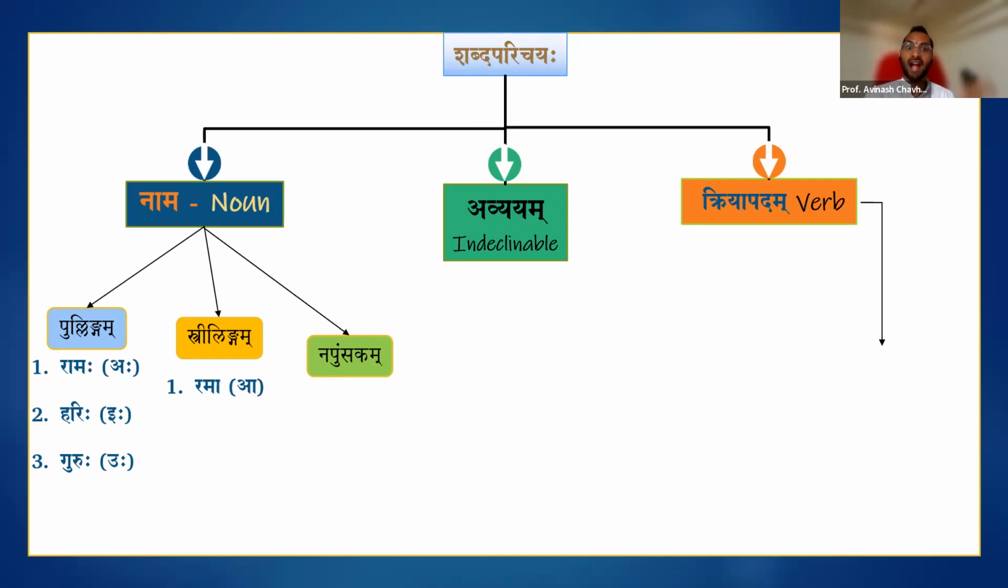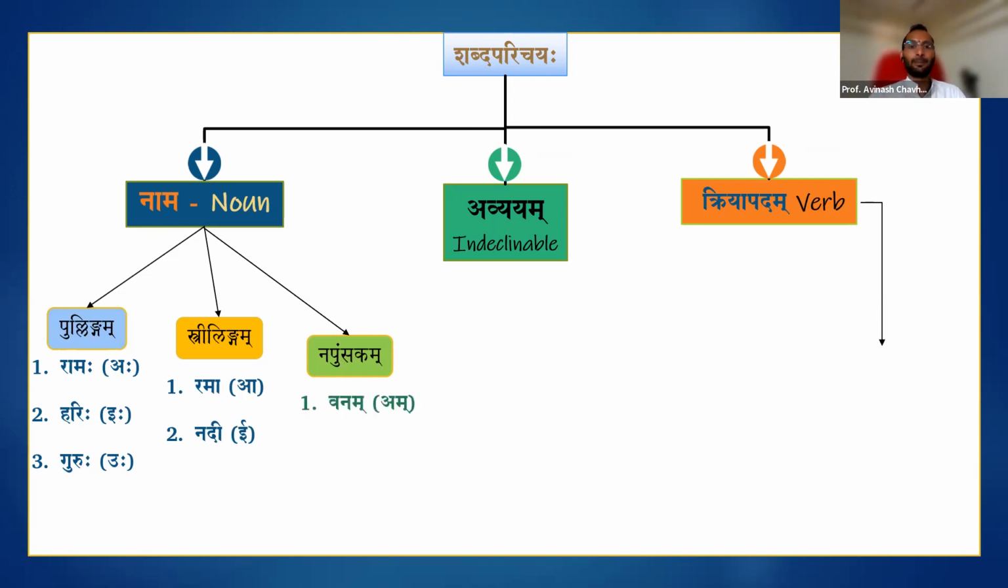Within strilinga, mainly there are two kinds of words that are famous. You will find akaranta words and dirgha ikaranta words, right? Akaranta: Rama, Gita, Sita, Lata, etc. And there will be another which ends with dirgha i: Nadi, Saraswati, and all those words. We are going to see all these words elaborately, how they will be used in vibhaktis and sentences.